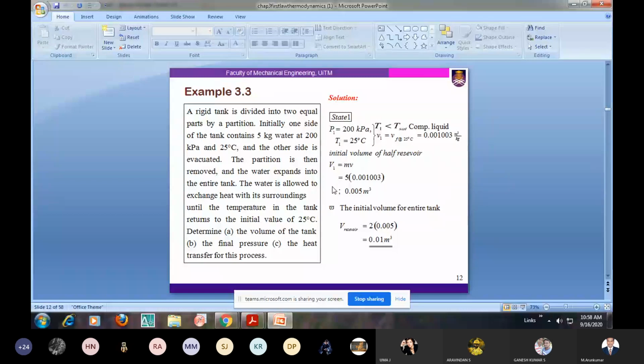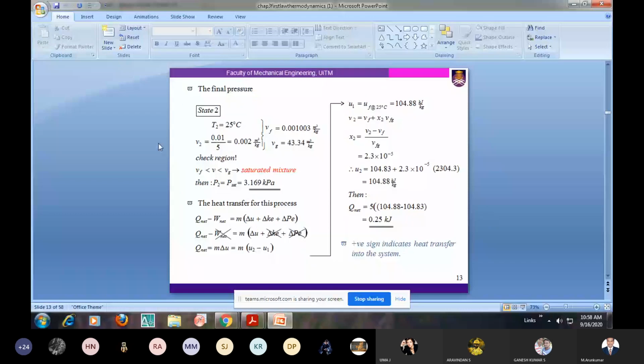Then the initial volume for the entire tank: because we partitioned it into two equal halves, the volume of the whole tank will be 2 times the volume of the partition. So we have the volume of the reservoir as 2 into 0.005, that is 0.01 meter cube. So we found the volume of the reservoir. Then we can move to state 2.